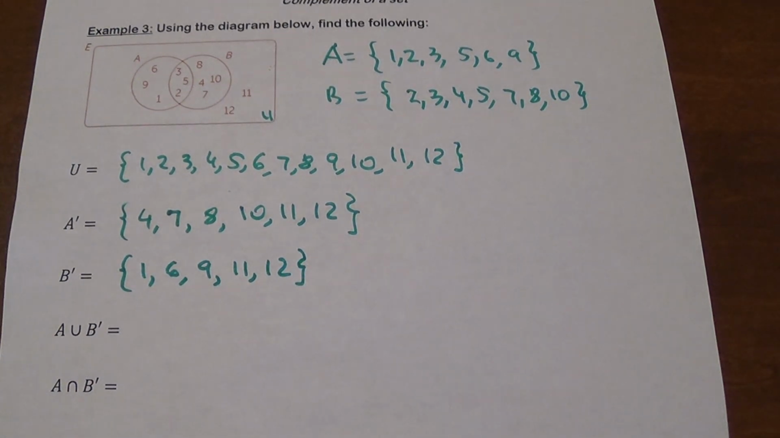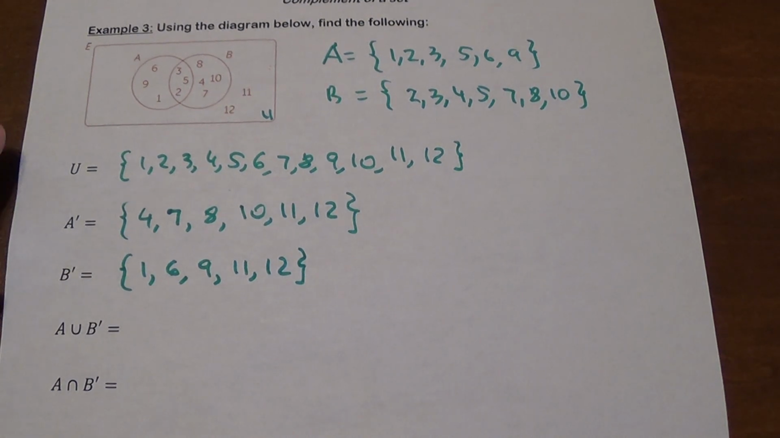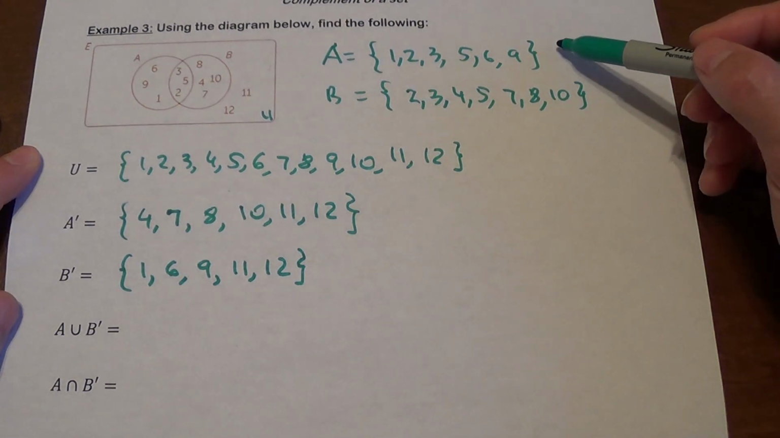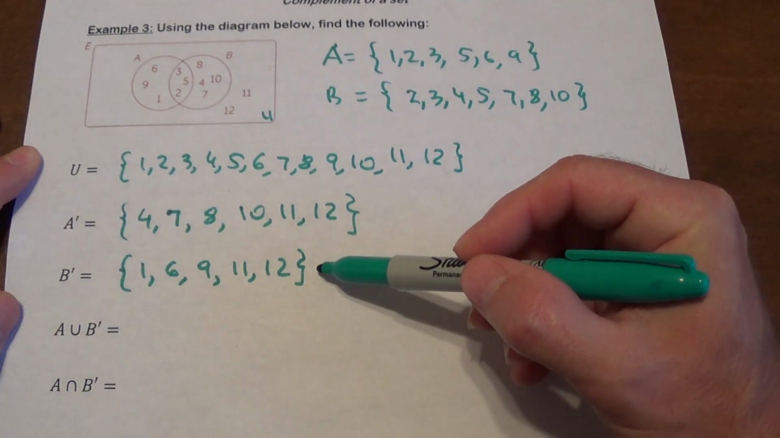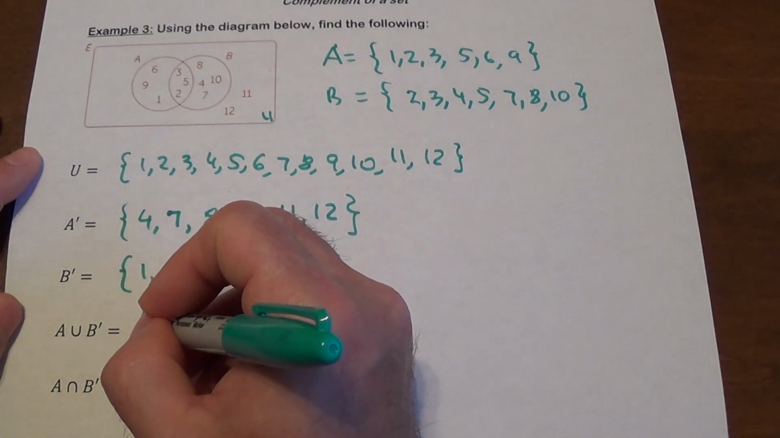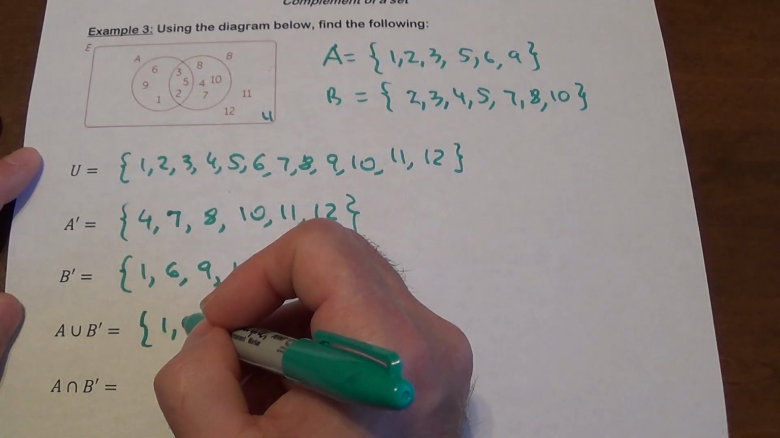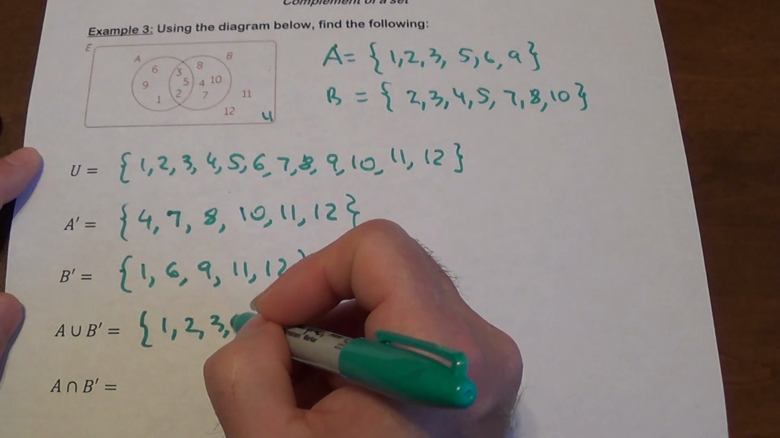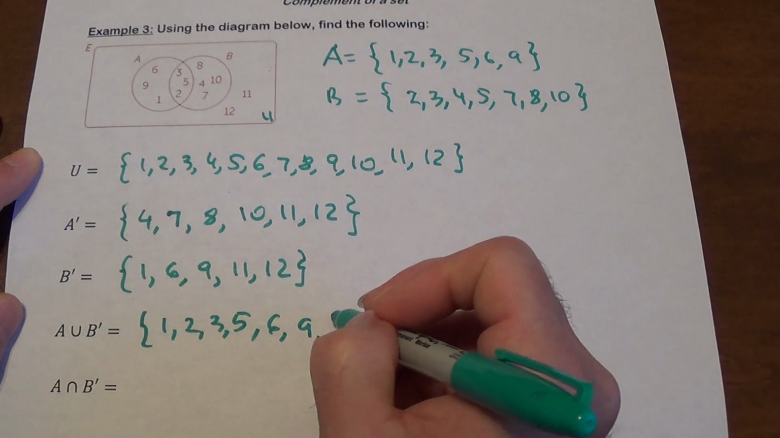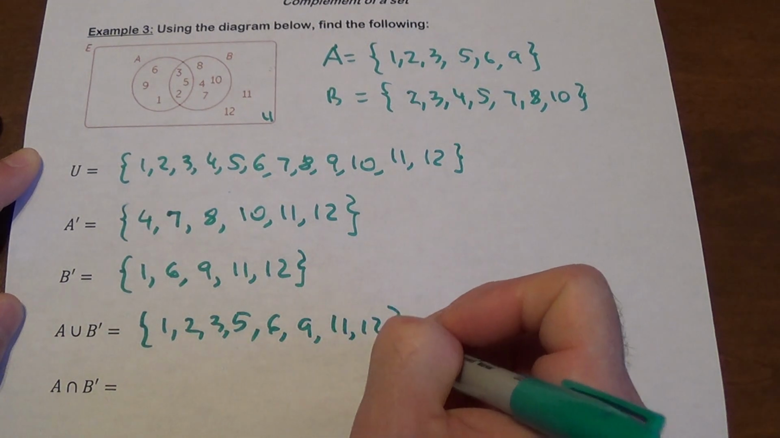Now last couple more things now that we have everything here. The union of A and the complement of B. So here's A, here's the complement of B. Union means you're combining everything, right? So let's see. It's going to be 1, 2, 3, 5, 6, 9, 11, and 12.